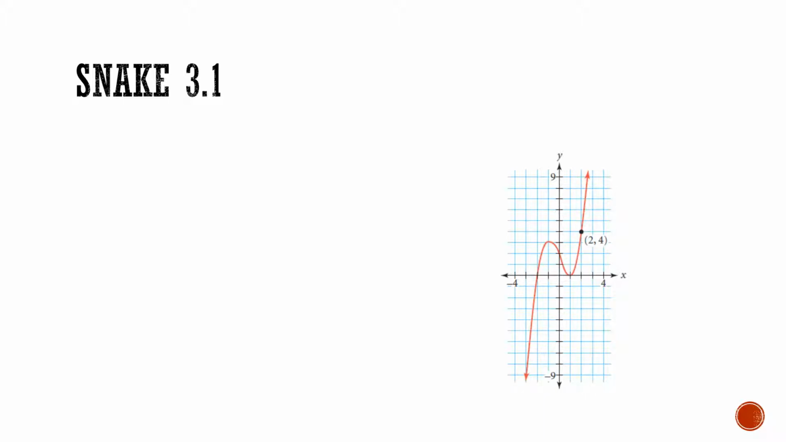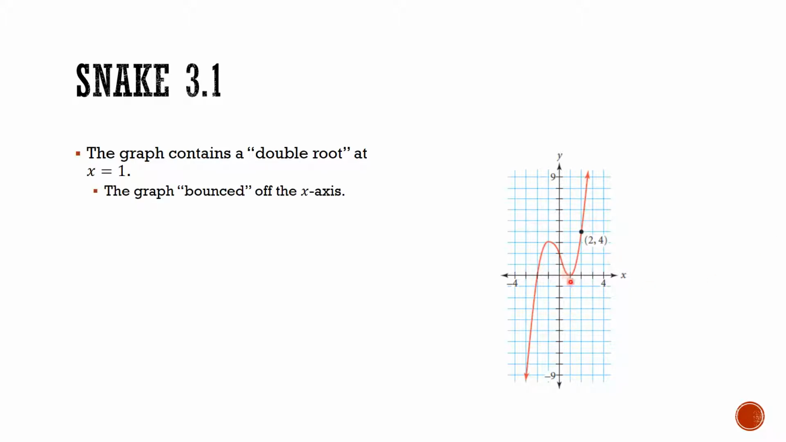All right, look at this one. Notice how we only have 2 roots this time, even though it's a cubic function. A cubic function means you should have 3 roots. We only got 2. Let's see why. The graph contains a double root at x equals 1. See how this bounces off. Like every other root we've seen so far, it goes straight through. So like this one went straight through. This has a double, so you'll see what that means in a second when we write the equation.